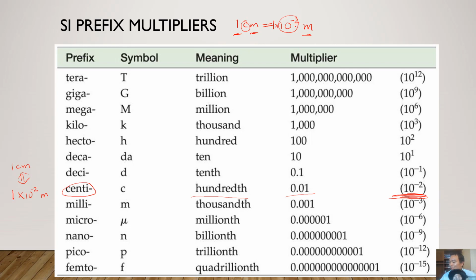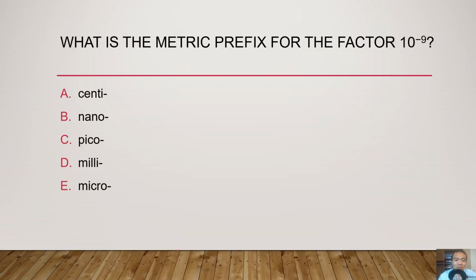For example, if I ask you how much is 1 microgram? Well, this mu is actually the same as 10 raised to negative 6. So 1 microgram would be the same as 1 times 10 raised to negative 6 grams, or you can simply write 10 raised to negative 6 grams. All right, memorize these things. Let's do a quiz on this. What represents 10 raised to negative 9? Oh, that's nano. All right, go ahead and memorize all those things.